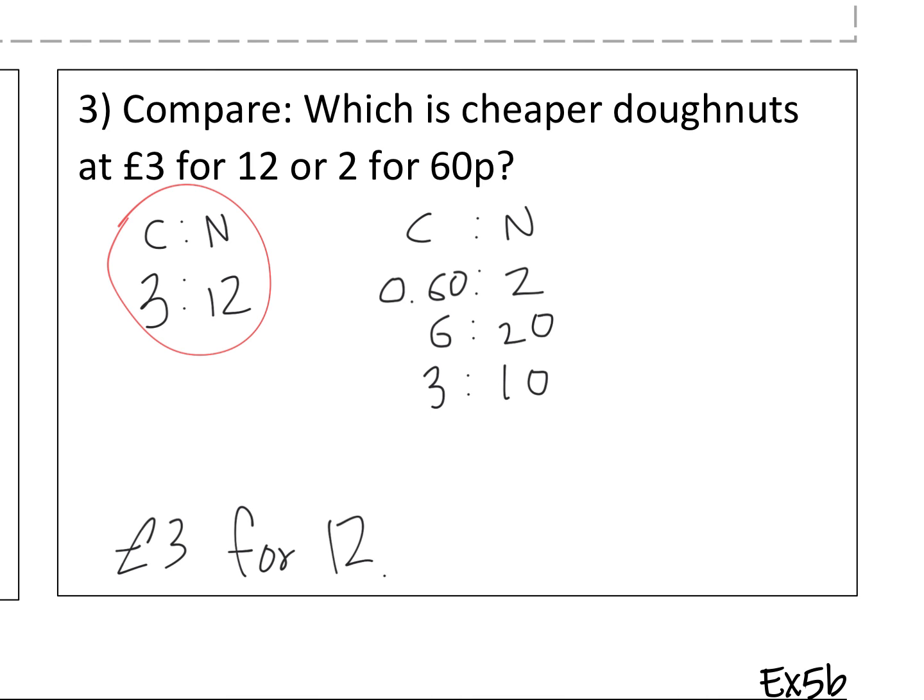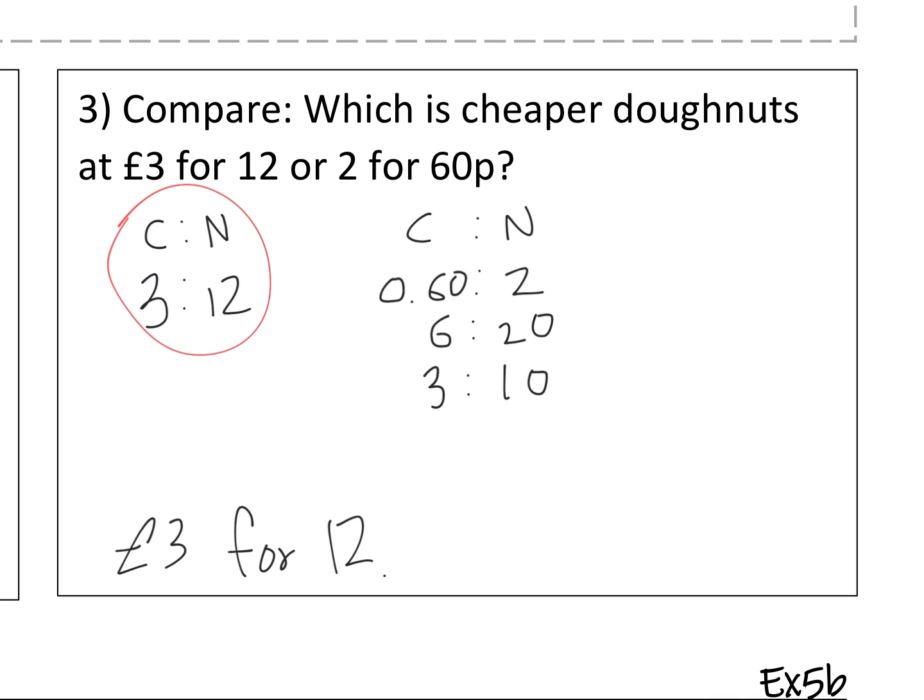Now the real question you've got to ask yourself is, do you need 12 donuts? And if they're going to go to waste, then actually maybe it's better just getting 2 for 60p, because you're going to be out of pocket an extra £2.40, which is maybe a waste of money. But don't worry, that's not what the question's asking for.